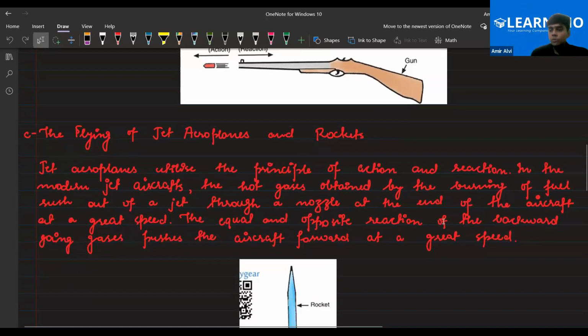The equal and opposite reaction of the backward-going gases pushes the aircraft forward at a greater speed. Yes, sir. Okay, that's great.